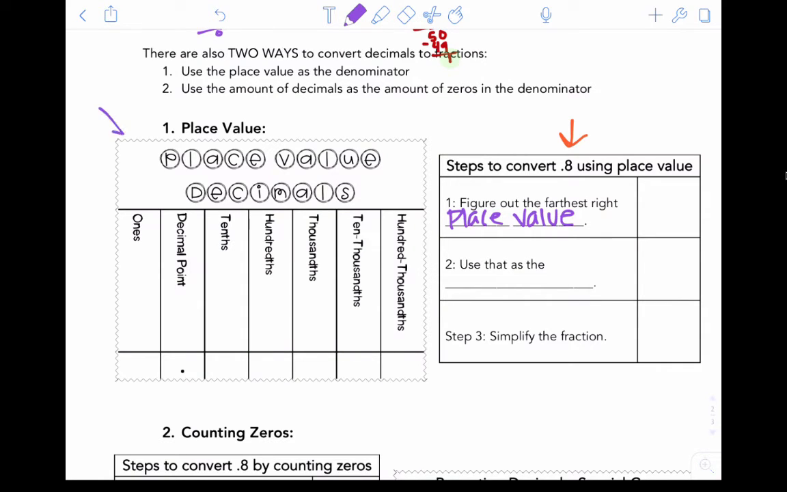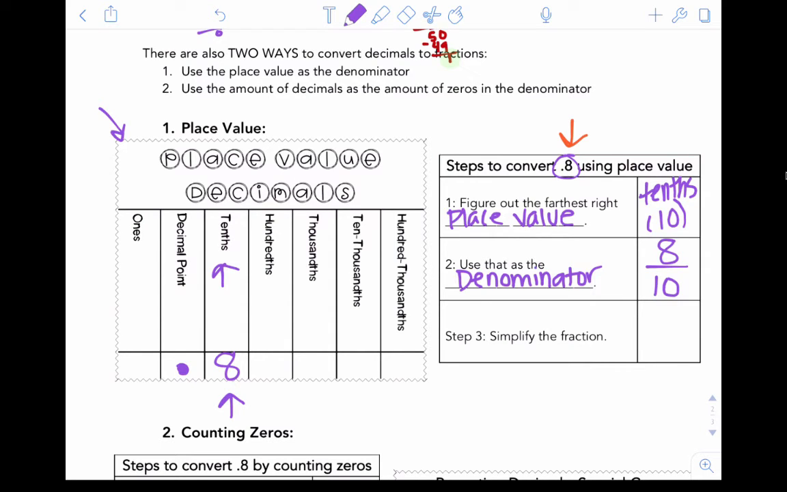For your convenience, there is a place value chart here with a decimal. We're focusing on the decimal portion of the place value. So if I have 0.8 written in here, 8 is the farthest right number. It's in the tenths place. So the place value is tenths, or we're going to focus on the 10 part of that. We are going to use that as our denominator. So when we set up our fraction, 10 is the denominator, and then the decimal is just our numerator.